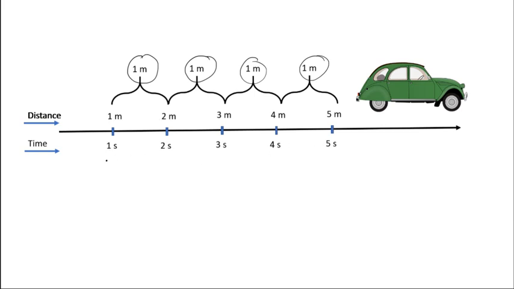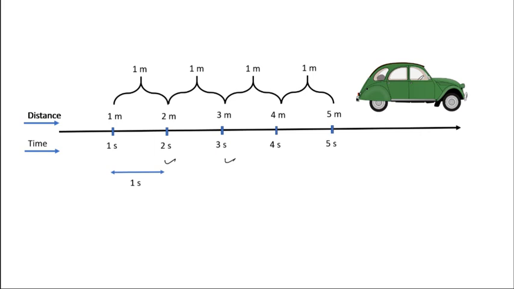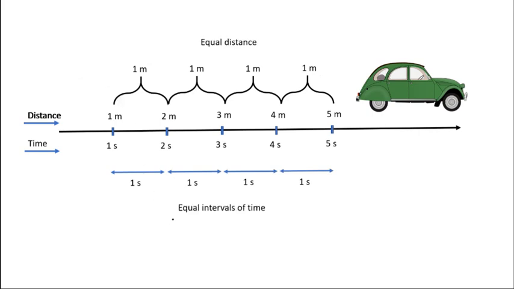And how much does the time vary here? From here to here, right? How much time? It's 1 second. Then from here to here, how much time? 1 second, and so on. Every small interval is of 1 second. That means overall we can say equal distance is covered in equal intervals of time, right?